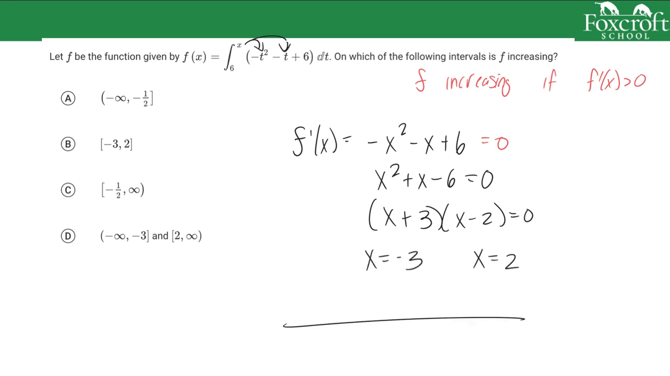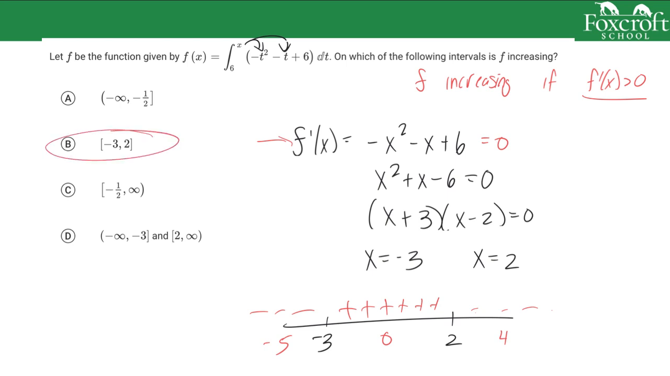So now I use those to make my number line. And I do my test points. Like negative 5, something like 4. This one's the easy one. If I plug in 0, I get a positive. And if I plug in negative 5, you would get a negative. Plug in 4, you get a negative. And again, I'm plugging into my derivative function because I want to figure out if my derivative is bigger than or equal to 0. When is it bigger than or equal to 0? In the middle there, from negative 3 to 2.